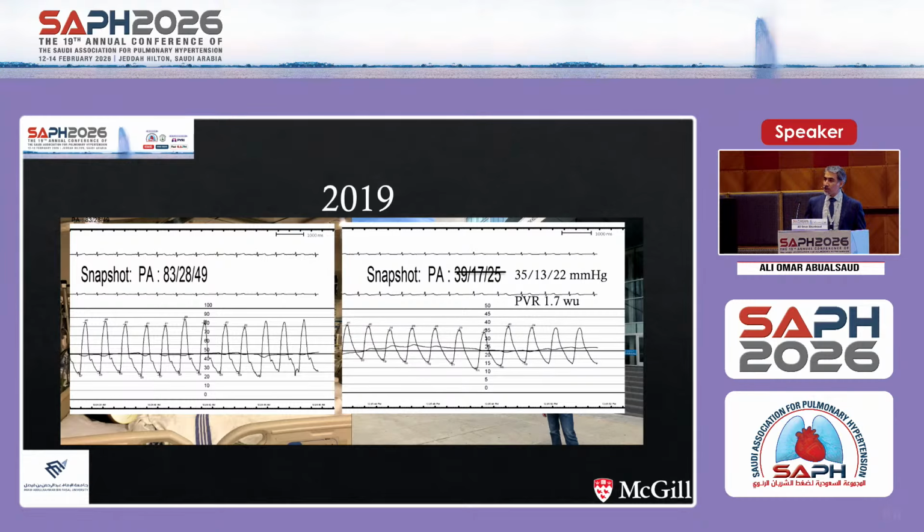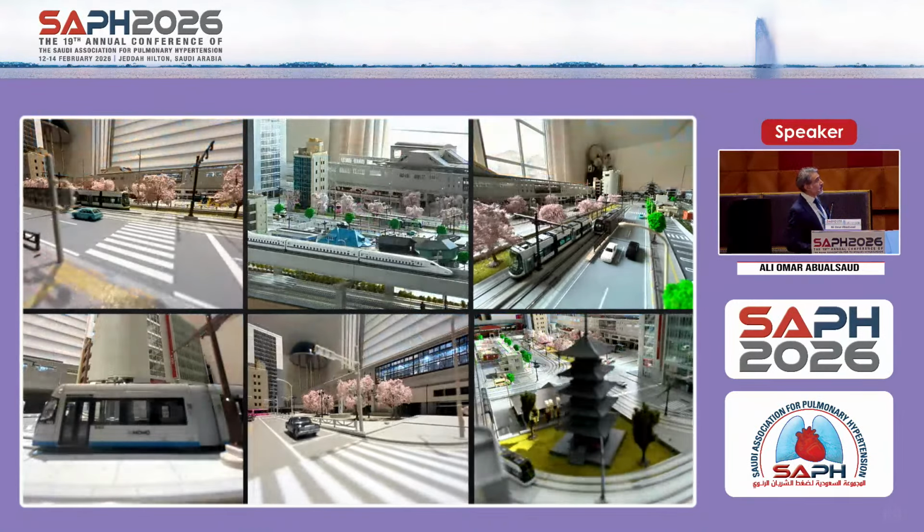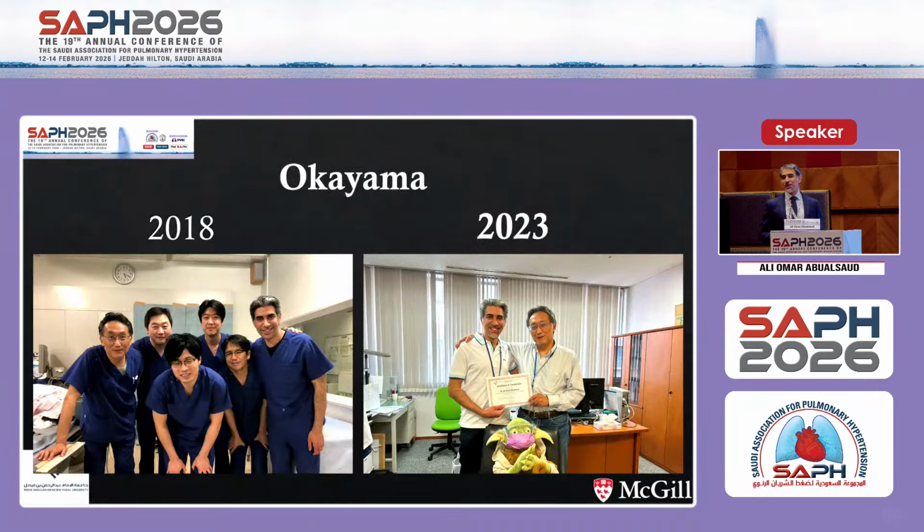So then after 2019, I'm looking forward to going back to Japan. I had a great time there. I really want to. Pandemic hits, I don't. So what I end up doing is I built my own Japan in my house. This is actually in my attic in my Canadian house, where I had this mini model, until I was able to go back in 2023 to visit Okayama again.